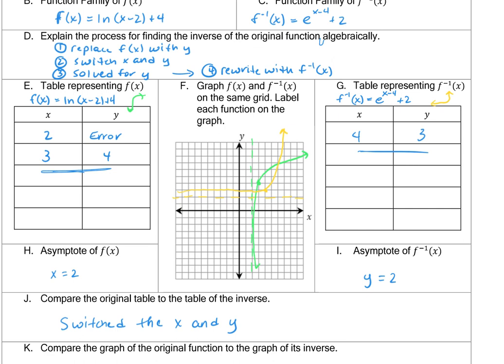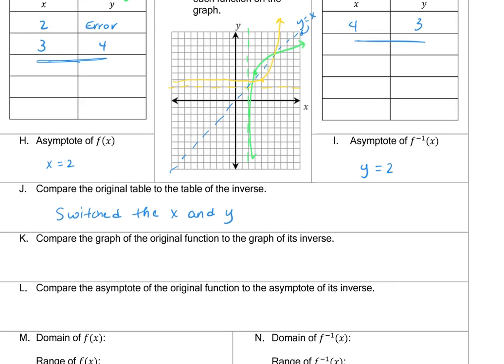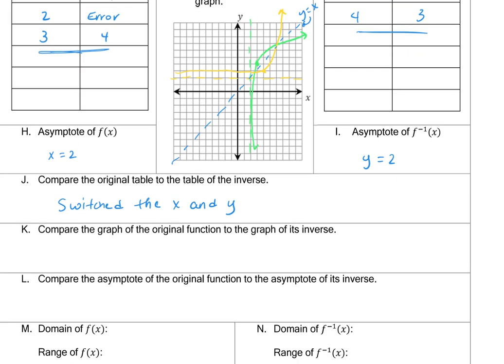All right, what we should see is that if I draw this line, y equals x, oh yeah, that worked, okay. If I draw y equals x, I should see that those 2 lines are reflected. All right, so they reflect over y equals x. That doesn't look too bad.